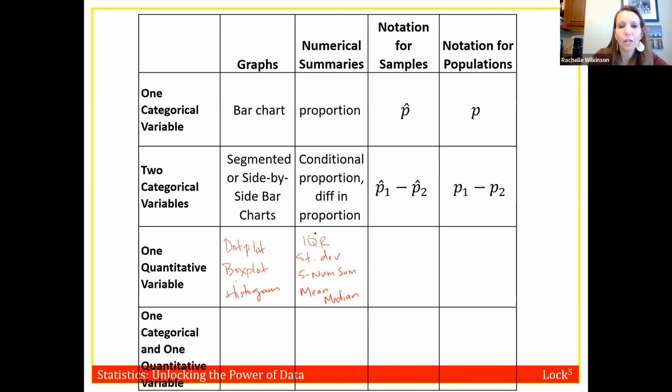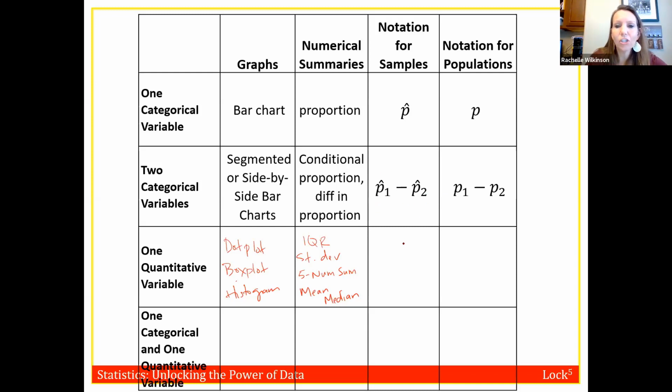Okay, so these are all the basic numerical summaries that we talked about. We did talk about range, but typically we're going to use the IQR more than the range, just because the IQR is resistant, where the range is not resistant.